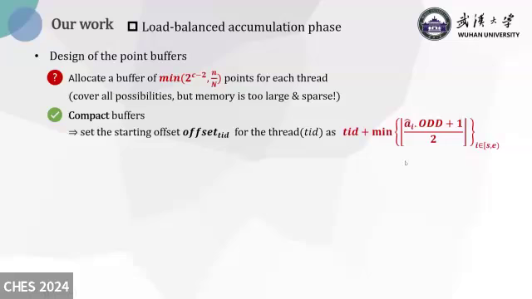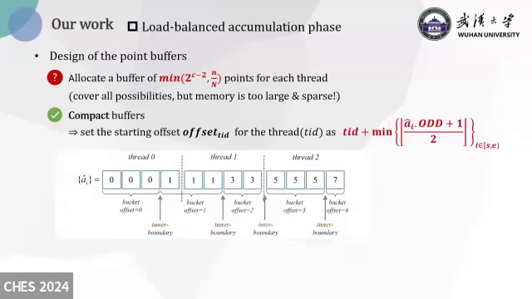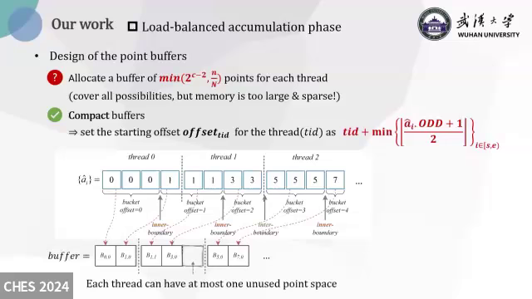Here, we also provide an example figure, which shows that each thread can have at most one unused point space, making the buffer compact. The final buffer size is completely acceptable and independent of the scale n of the MSM.